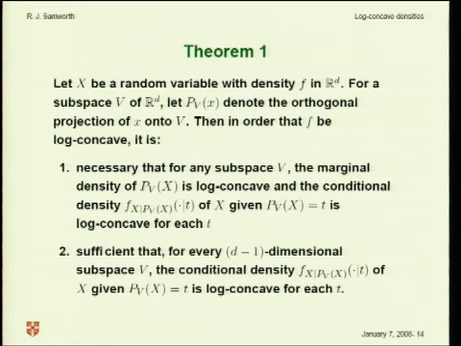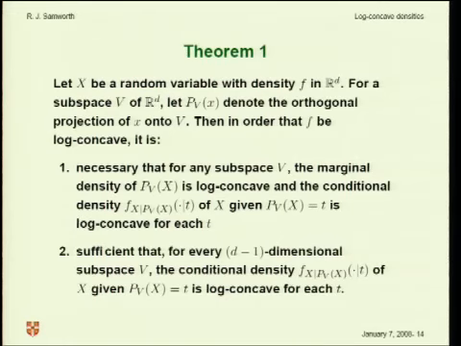So here's a necessary and sufficient condition for a density on R^d to be log concave. It's actually easiest to start with the sufficient condition here. It's sufficient that whenever I look at the conditional density of X given its projection onto a (d-1)-dimensional subspace, that function is log concave. In other words, whenever I take a one-dimensional slice through this d-dimensional density, that should be a log concave function. If that's the case, then my overall density is log concave.